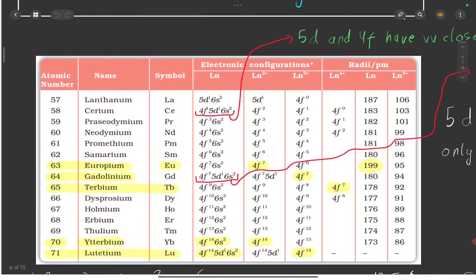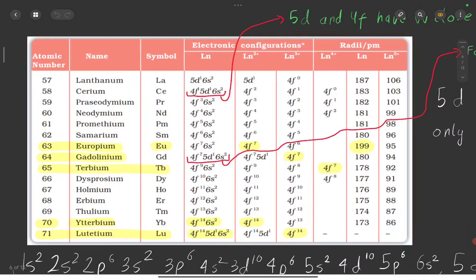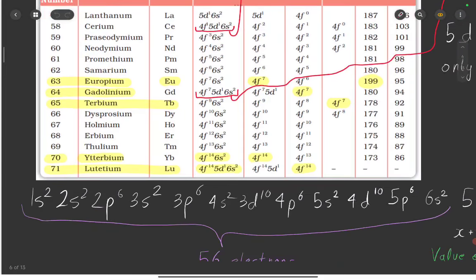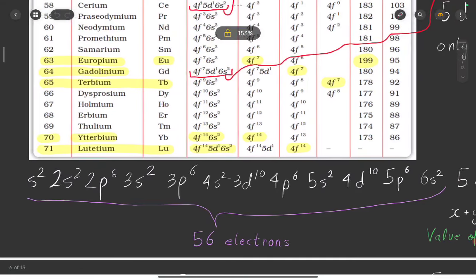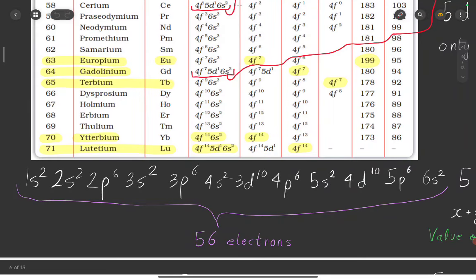Okay? Now, let's learn the electronic configurations. I'm not going to be like, kids, remember, lanthanum is 5d1 6s2. Kids, remember, praseodymium is 4f3 6s2. Hell no, I'm not doing that. Let's look at basically what is electronic configuration. It is the configuration of electrons.